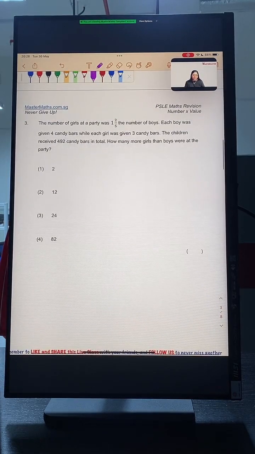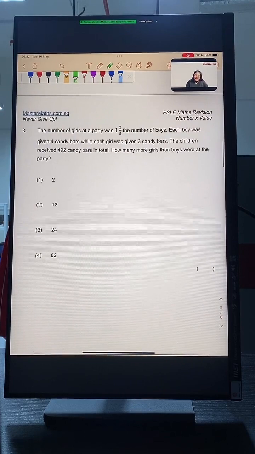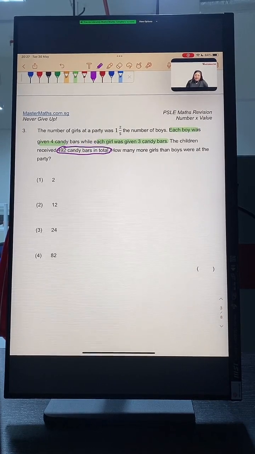We are moving on to question 3 of the number times value concept. The number of girls at a party was 1 2/5 the number of boys. Each boy was given 4 candy bars. Each girl was given 3 candy bars. So I have each boy 4, each girl 3. The children received 492 candy bars in total. How many more girls than boys were at the party?